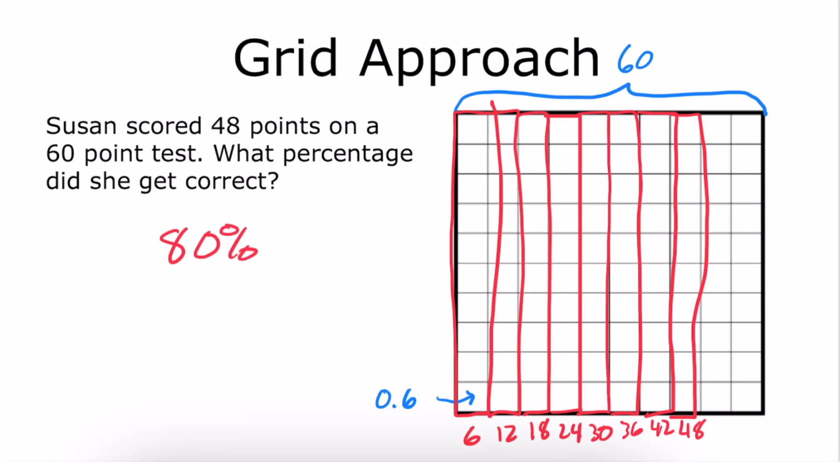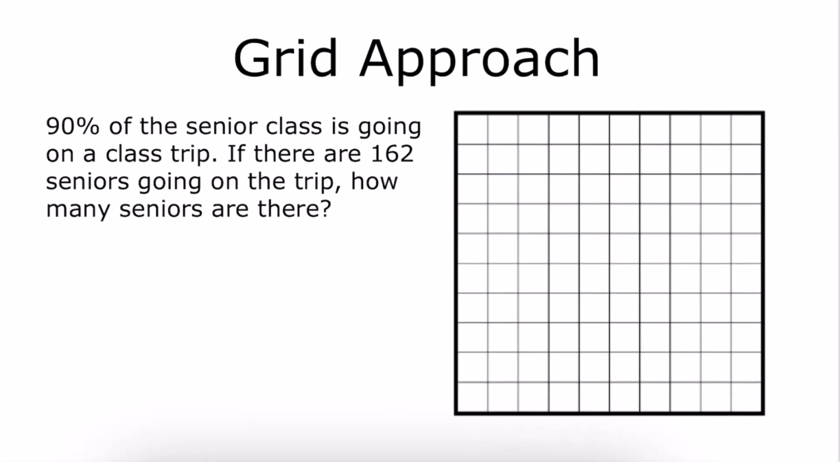And that's how you can use the grid approach to find a missing percentage. To use the grid approach on the last problem, where we have 90% of the senior class going on a class trip, and there are 162 seniors going on the trip, how many seniors are there? Well, the way that we'd figure this out is we'd say, okay, we know that 90%, so not the whole box, but just 90 of the 100 squares, represent 162 students.